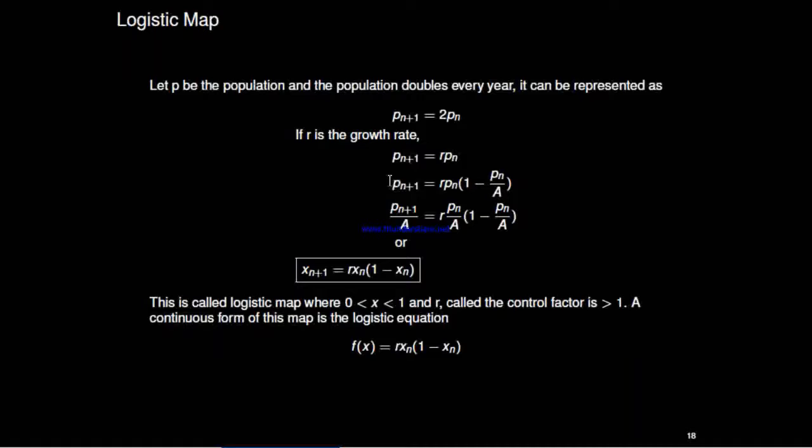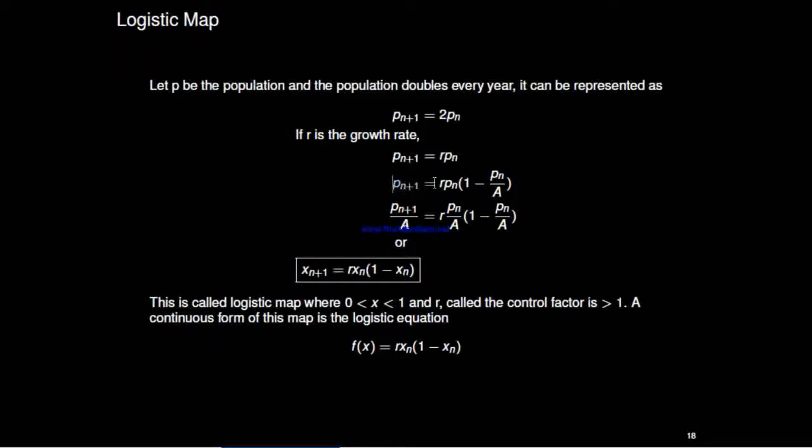Watch this equation once more. Suppose the population this year is equal to the attenuation rate. Then for the next year it will be R into Pn into 1 minus A by A, which is equal to 0. That means when the population is equal to the attenuation rate, next year the population will be 0. So this is the maximum value of the population, the attenuation rate. So there will be some controlling factor to avoid this.